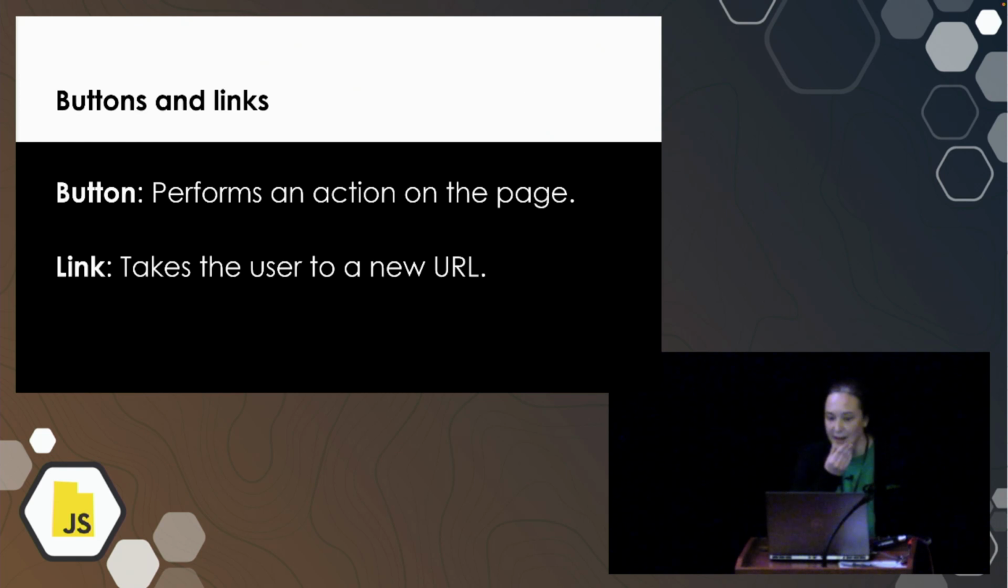So let's talk a bit about buttons and links. These get conflated often. Sometimes they look the same, sometimes they act the same. But in terms of what works for assistive technology, a button is something that performs an action on the page. So if a screen reader user hears that a control is a button, they have one expectation. A link takes the user to a new URL. So if a control announces itself as a link, screen reader users expect to be taken to a new web page.